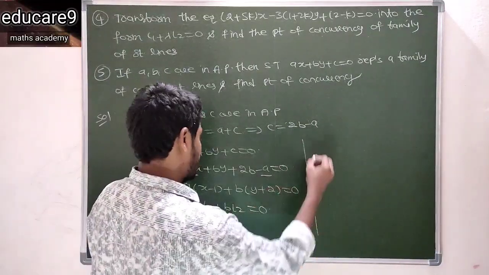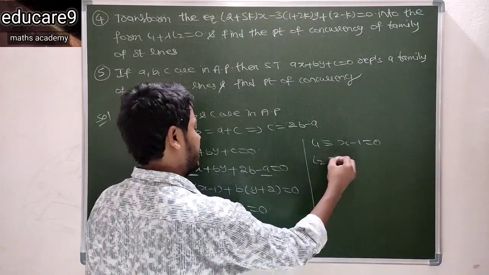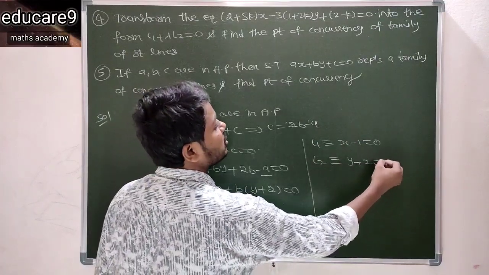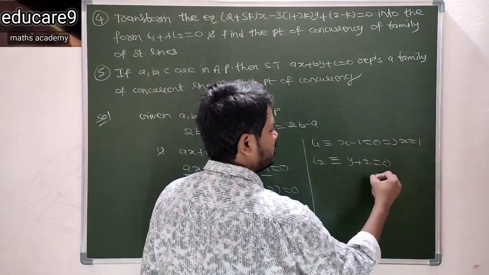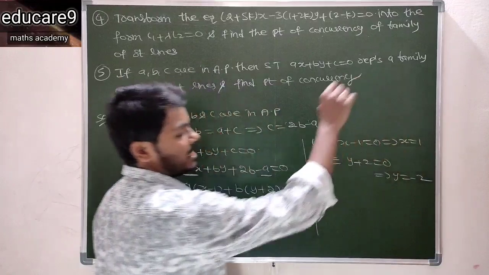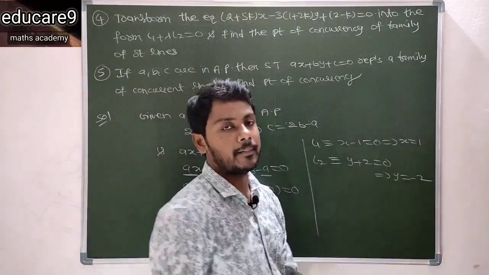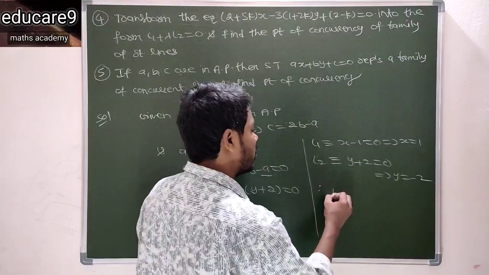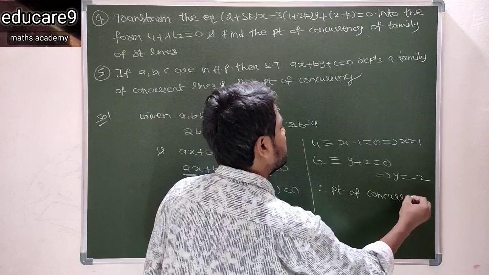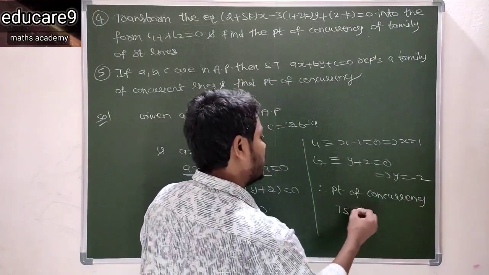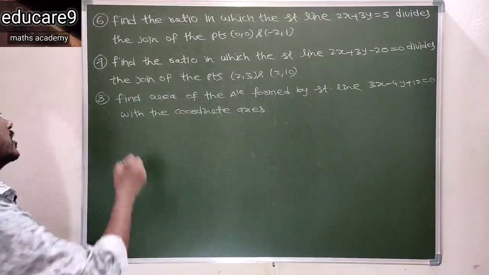So clearly L1 is equal to what? x minus 1 is equal to 0, and L2 is what? y plus 2 equals to 0. So from this, x is equal to 1, y is equal to minus 2. So therefore the required point of concurrence is what? 1 comma minus 2. So therefore the point of concurrency is 1 comma minus 2. So see the sixth solution.